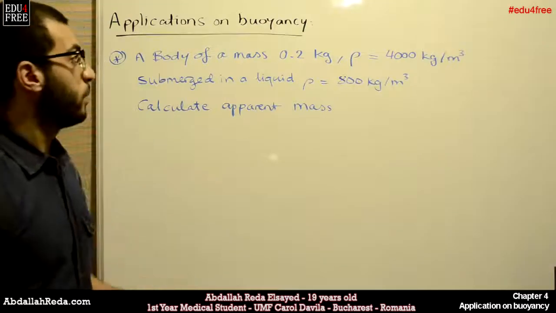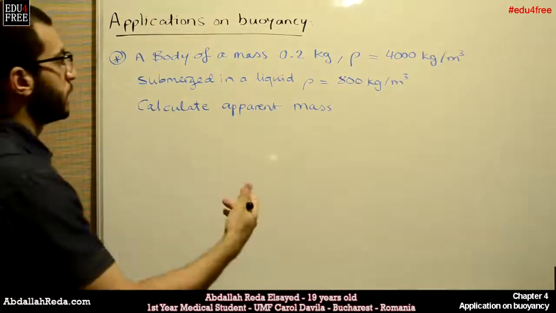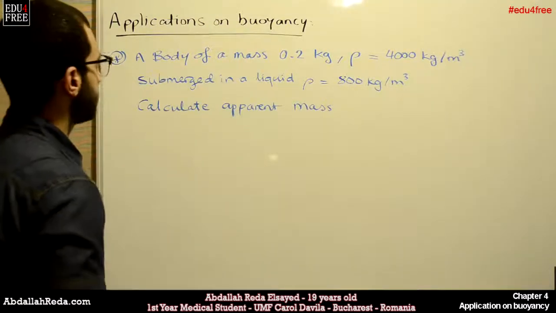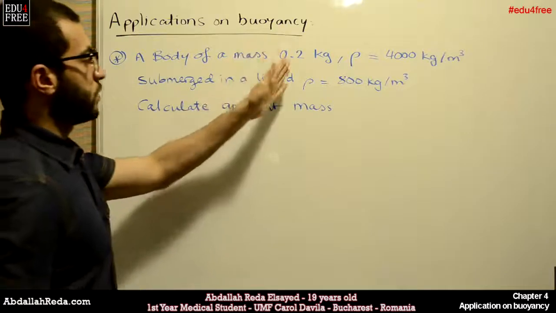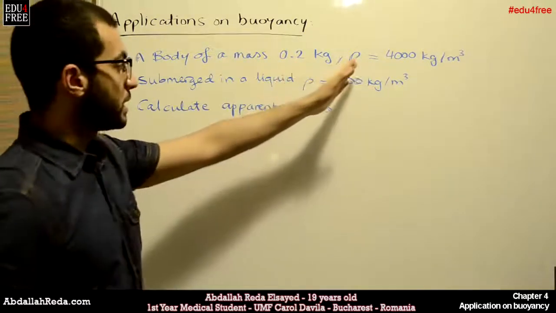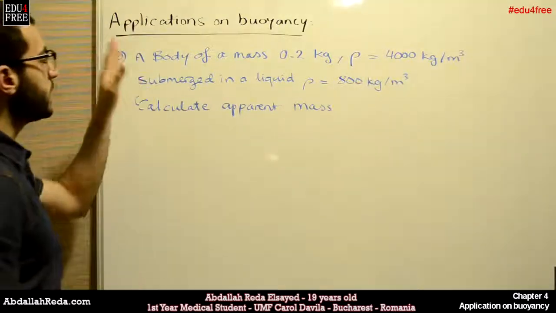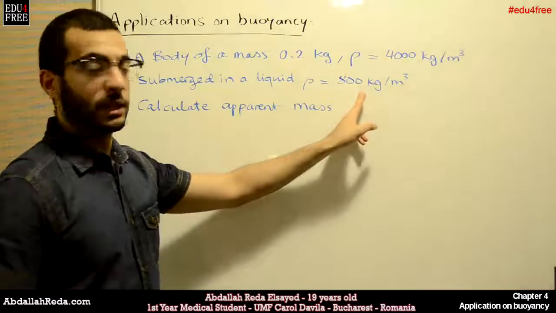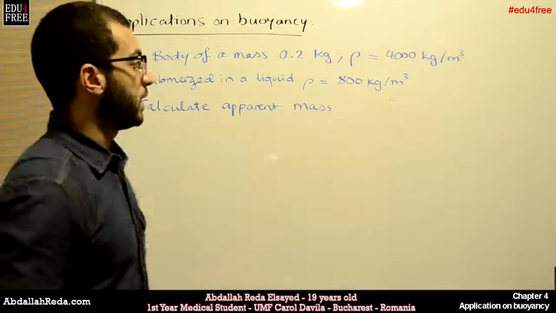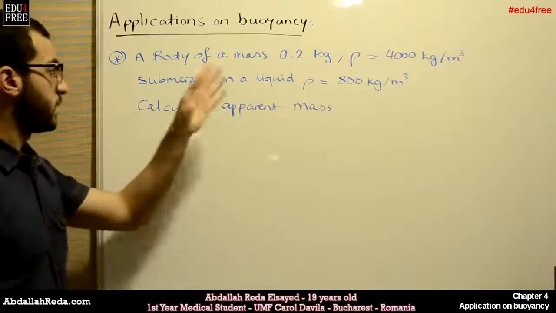Today we have an example of a problem to apply what we learned about buoyancy in physics. So we have a body of a mass of 0.2 kilograms and its density is 4,000 kilograms per cubic meter, and this body is submerged in a liquid with a density of 800 kilograms per cubic meter, and we need to calculate the apparent mass of this body.